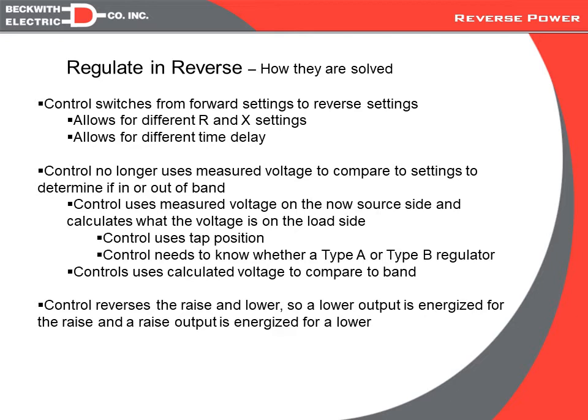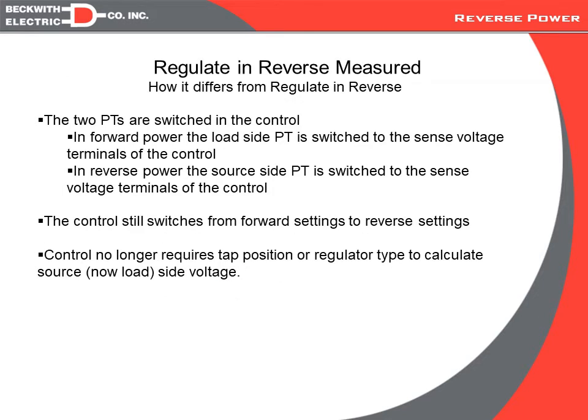But to do that, we have to have correct tap position first of all. So the control has to know the tap position and it has to be correct. And we also need to know what type of regulator, whether it's a type A or a type B. And then once we have this and we know this, we can calculate the voltage and see if we're in band or out of band. Also, we have to reverse our raise and lower outputs in the opposite direction.